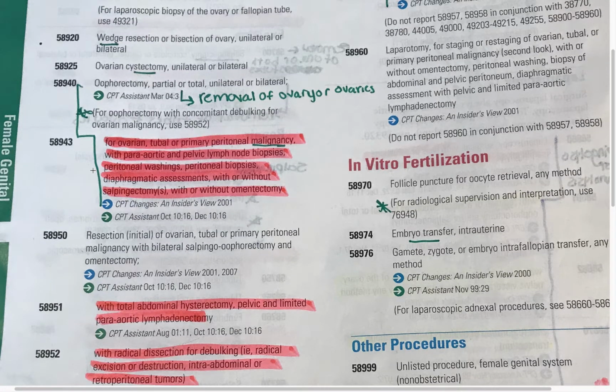And let's talk about the in vitro fertilization section. So there's only 3 codes for in vitro fertilization. The first one is 58970 for follicle puncture for oocyte retrieval, any method. The 58974 is embryo transfer intrauterine. And 58976 is gamete, zygote, and embryo intrafallopian transfer, any method.